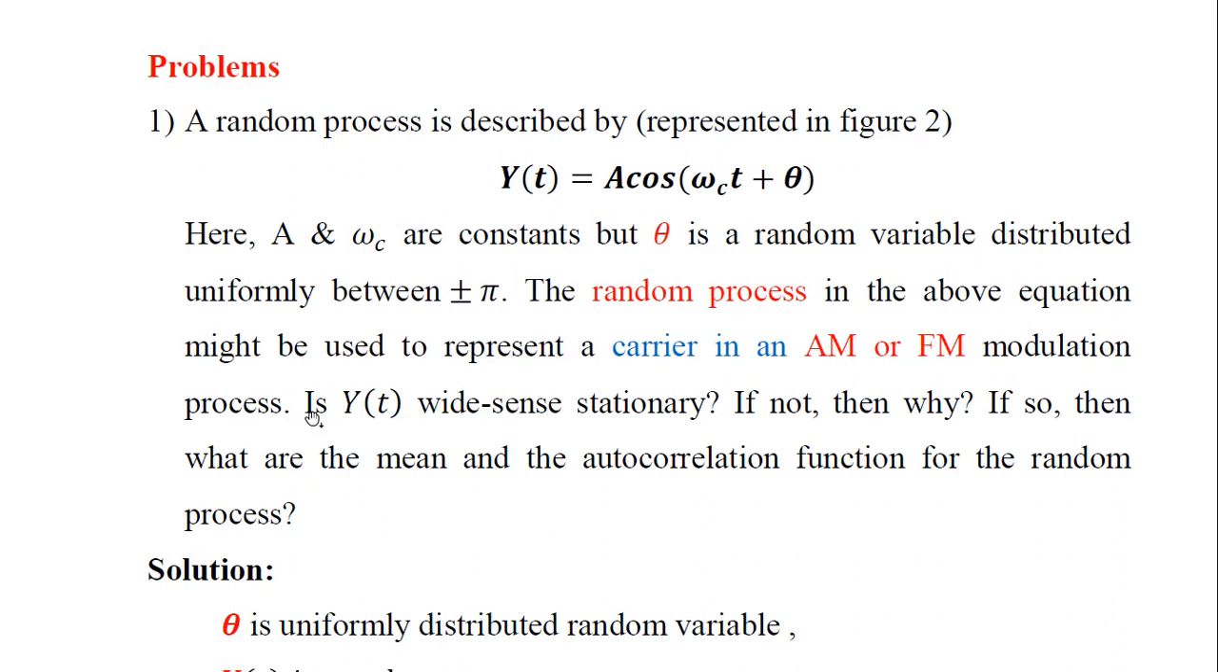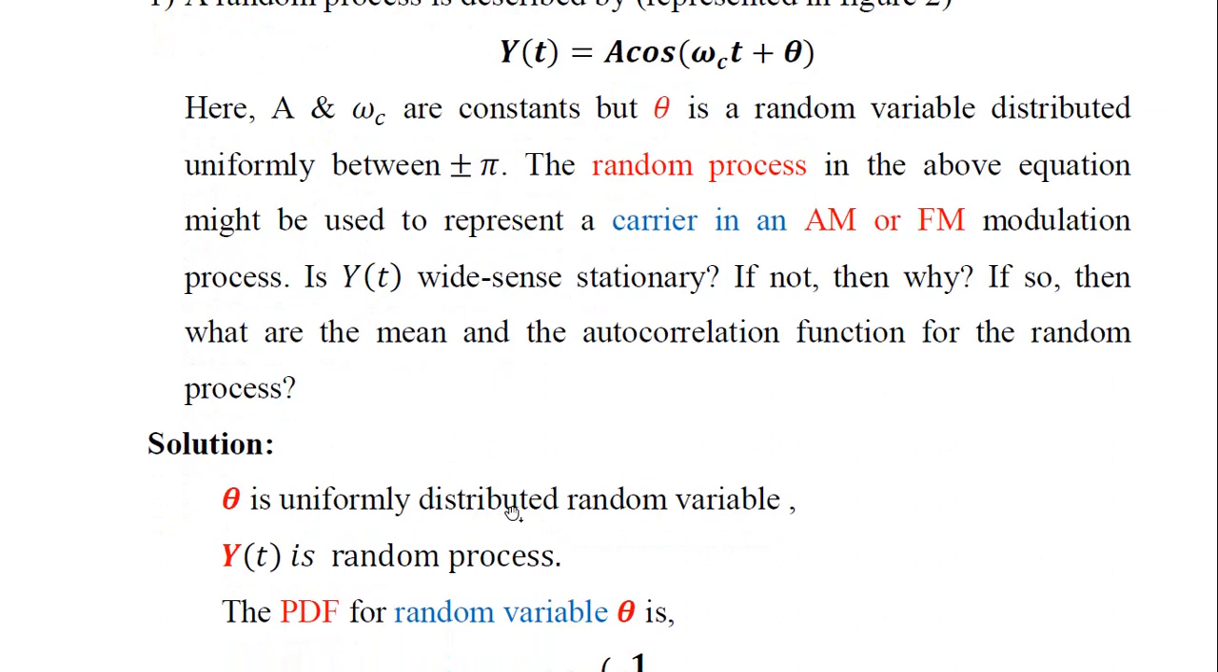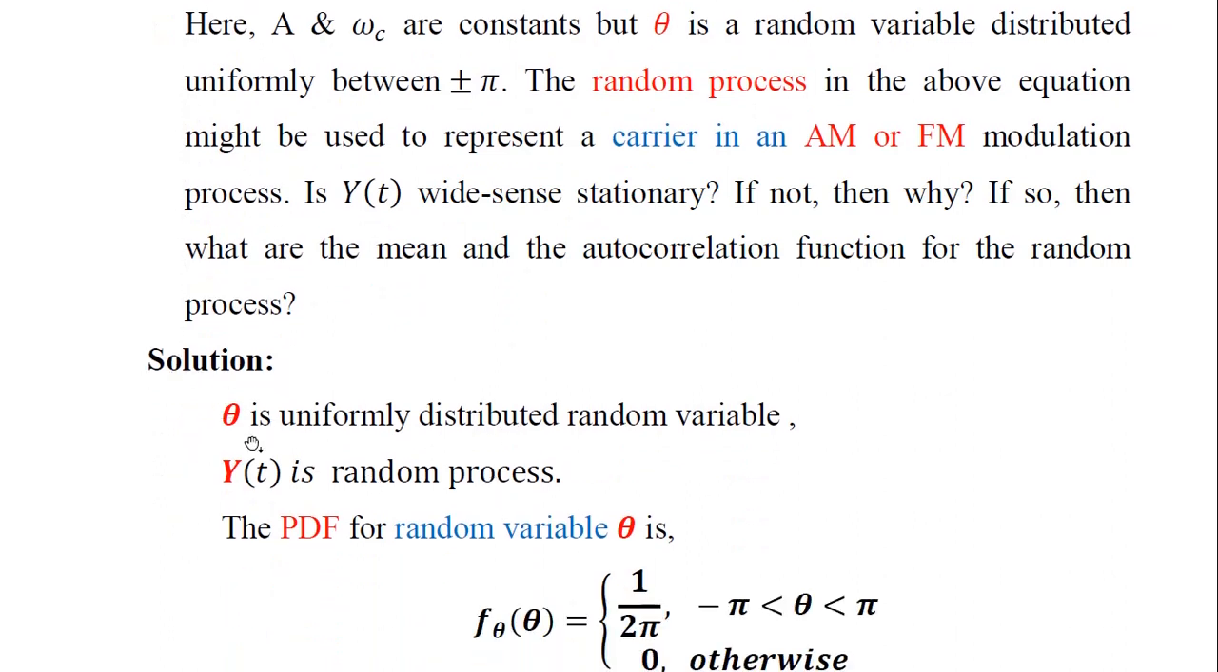And there is a question here: is y of t, that is the random process y, wide sense stationary? If not, then why? If it is wide sense stationary, then what are the mean and autocorrelation functions of the random process? So first we need to find out whether it is wide sense stationary. If not, then why? If yes, then we have to find the mean and the autocorrelation functions for the given random process y. Given data: theta is a uniformly distributed random variable, whereas y of t is a random process here.